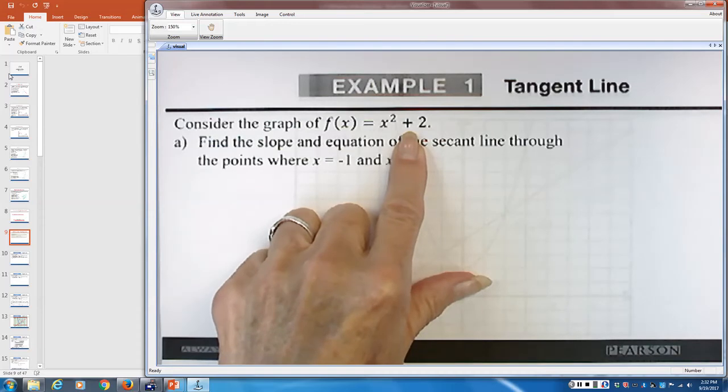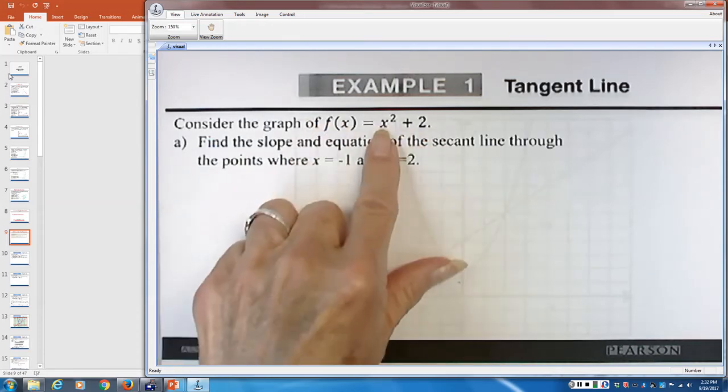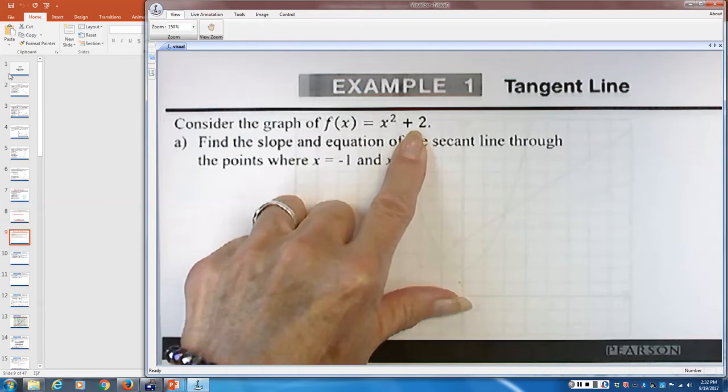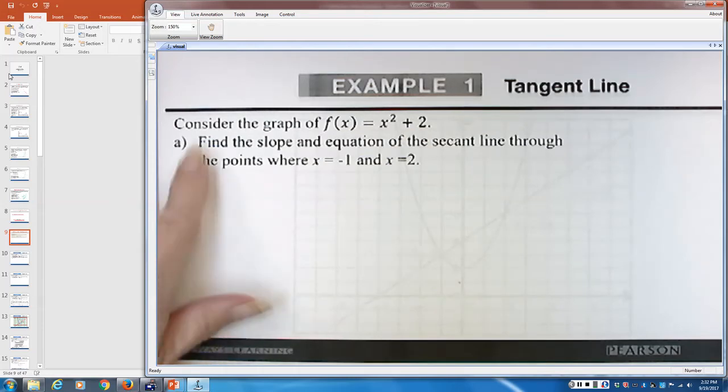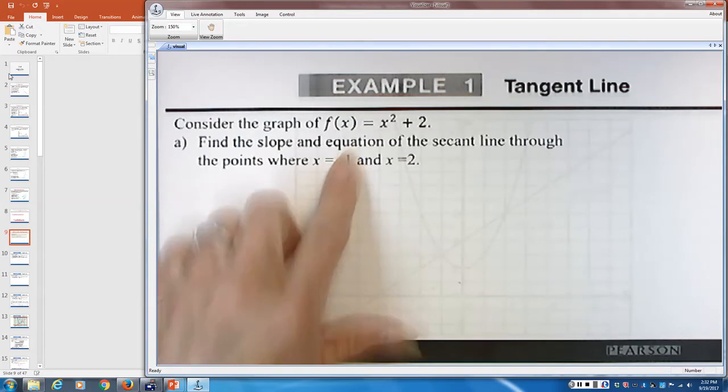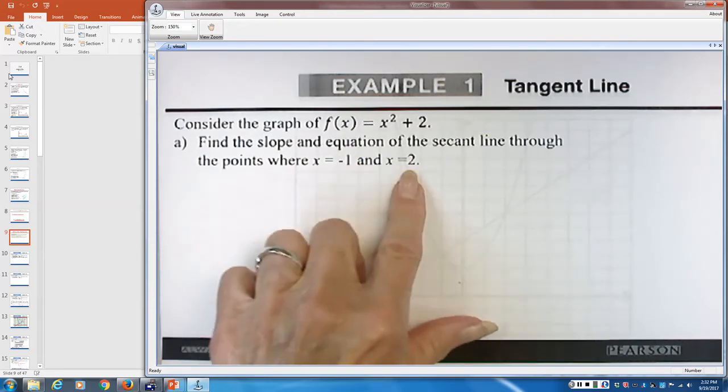It's been shifted up on the y-axis by 2 units. That's the only thing. It looks just like every other curve that's x squared, except it's 2 units higher than the one that's just x squared. That's all it is. We want to find the slope and the equation of the secant line cutting through 2 points, where x is -1 and x is equal to 2.